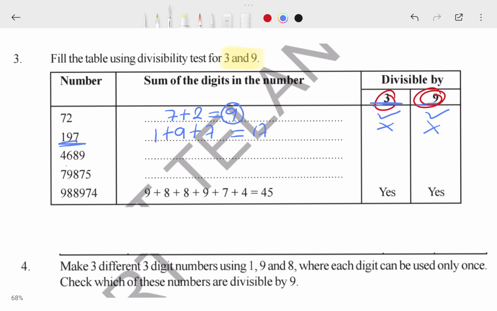Now let's check this one. I will take another pen here. So if you add 4 plus 6 plus 8 plus 9, add this number.